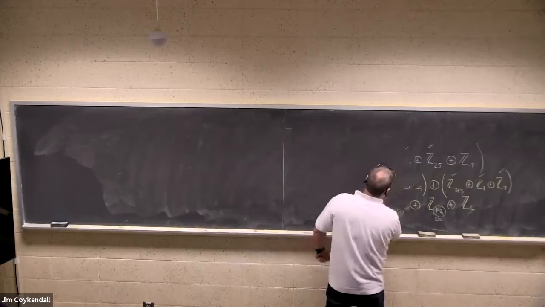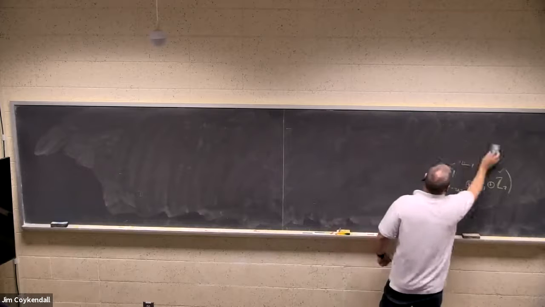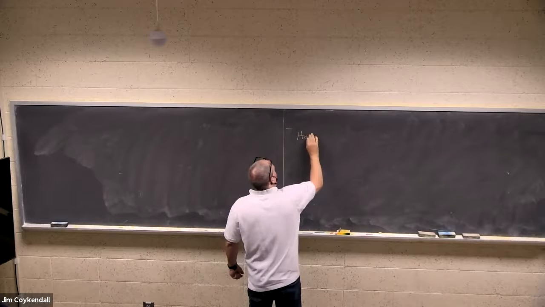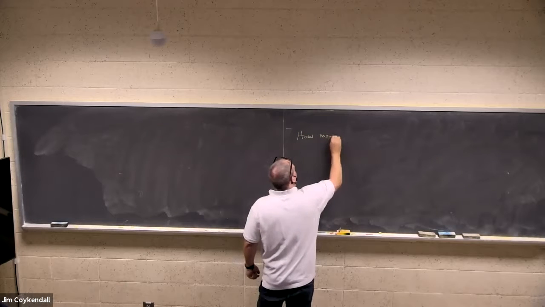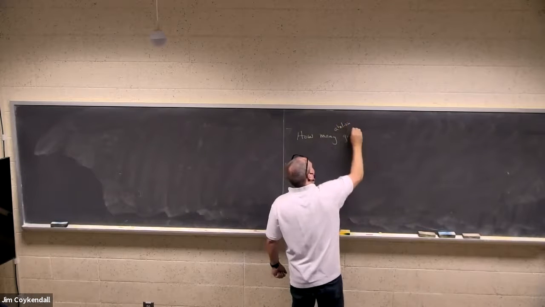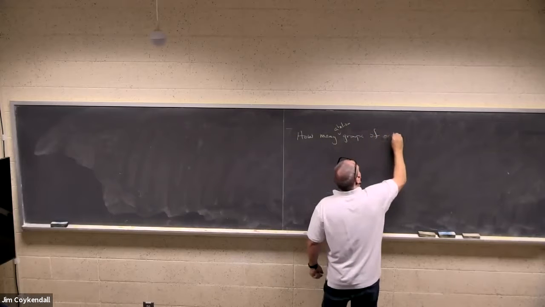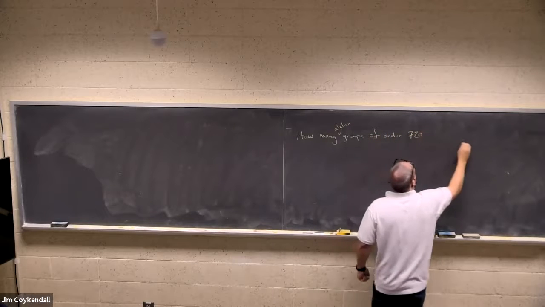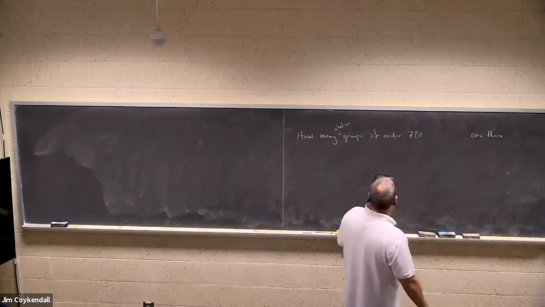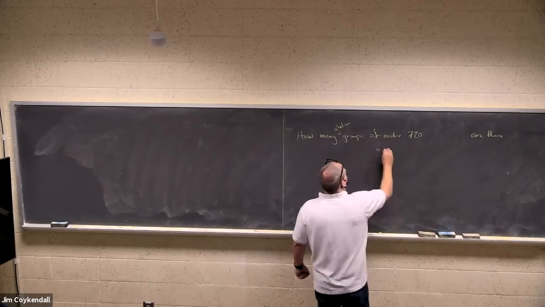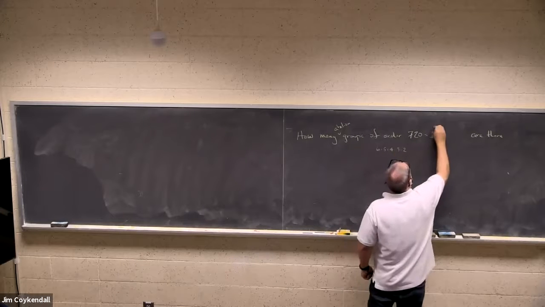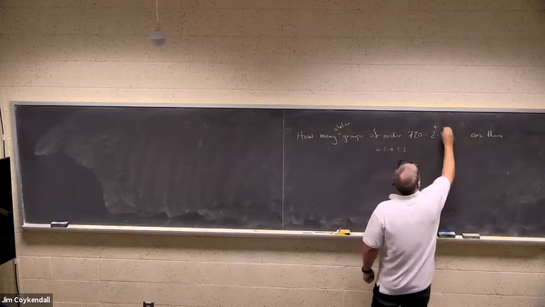So for example, I might ask, let's see, how many Abelian groups of order 720 are there? And 720, I guess, is 6 factorial. So this is 2 to the 4, 3 to the 2, and 5.